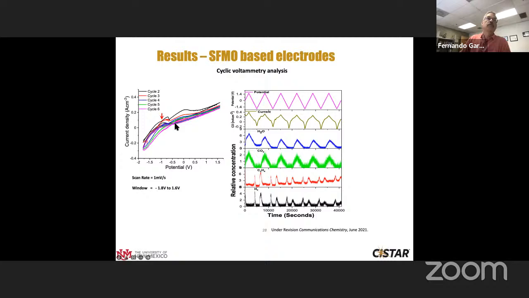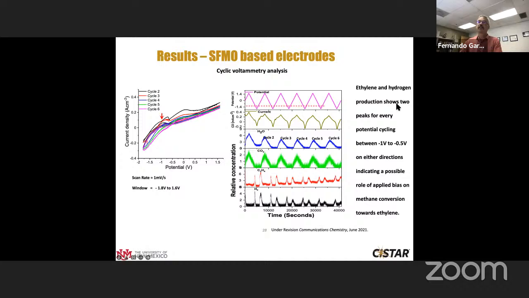We also studied multiple cycles of this, within this potential range where the material gives us the best production. By cycling the potential back and forth, we measure the current response of the system. We look at the water, CO2, ethylene and hydrogen production, and we can see that these peak at different potentials. There are peaks within these different processes for the production of the different species, and this is where the peak is for the ethylene production. So we see ethylene and hydrogen production shows two peaks for every potential cycle between minus one and minus 0.5 volts, indicating that the bias is having a role in the production.